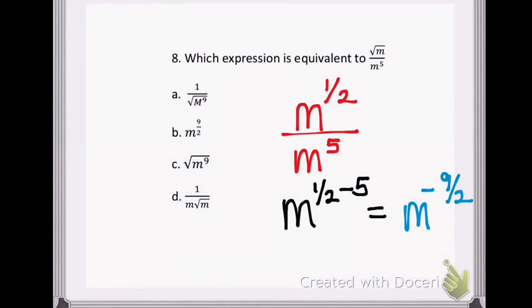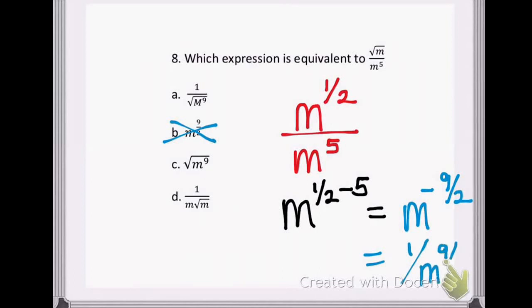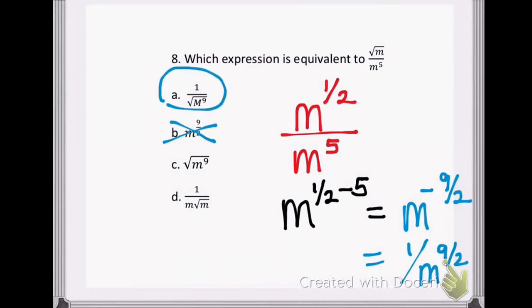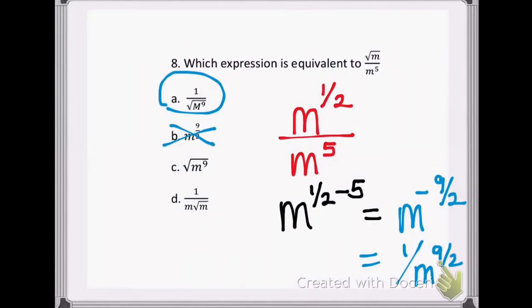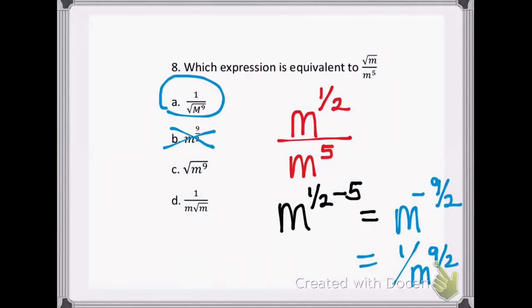9 over 2 power. And if you notice, there is not an answer that has negative 9/2. B has positive 9/2, but that wouldn't be it because it's not negative. Remember your rule about a negative exponent, it has to be moved to the denominator. So that would be the same thing as 1 over m to the positive 9/2. And if you rewrote that in radical form, that would be the square root of m to the 9th power. So A is your answer.